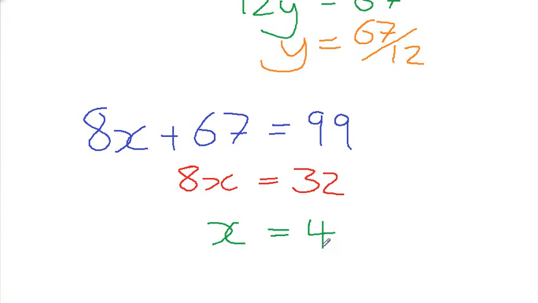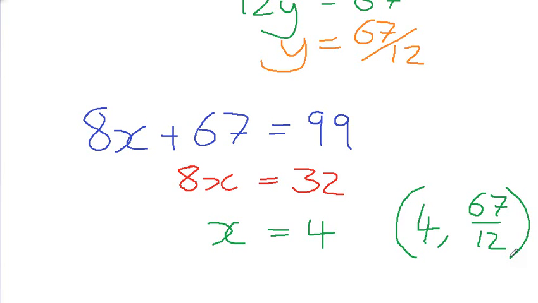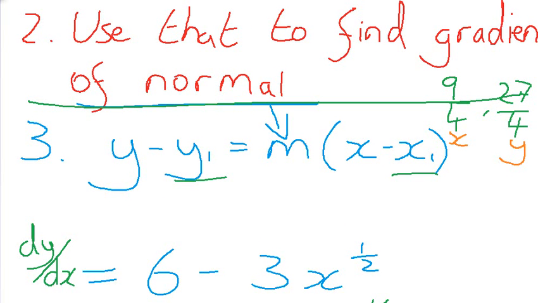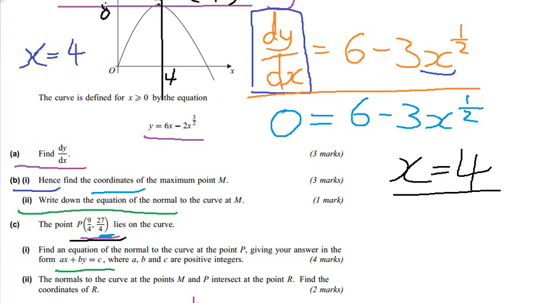So we have our point where the two lines meet, which is going to be 4, 67 over 12. So I don't think there's anything in that question that is massively difficult if you know what you're doing. And of course it sounds easy to say you know what you're doing, but everything in there was just little small steps, and if you understand the question, you'll be alright.